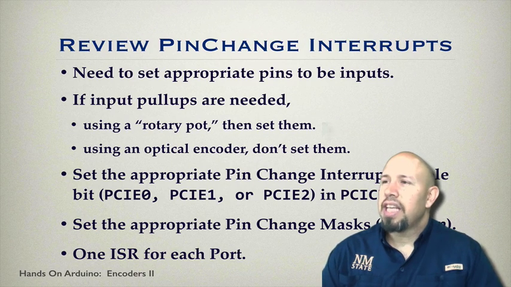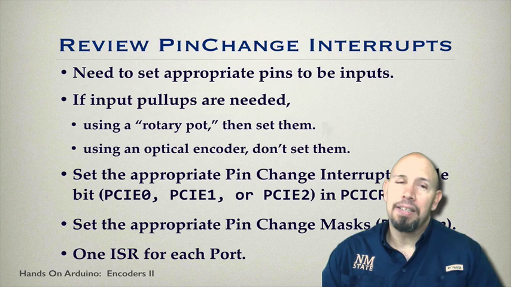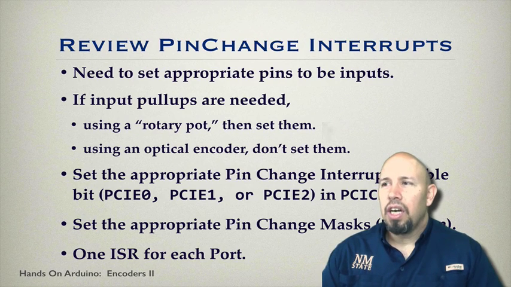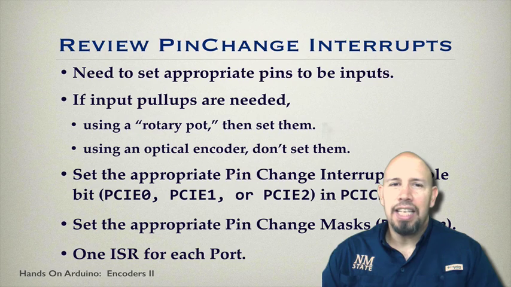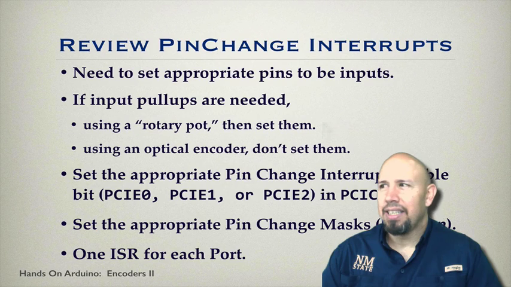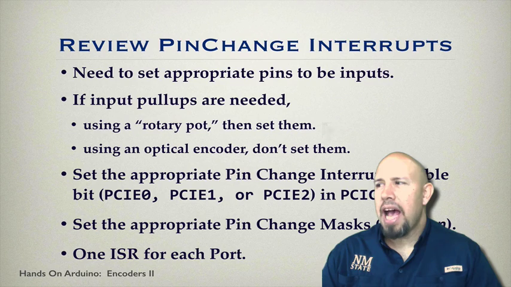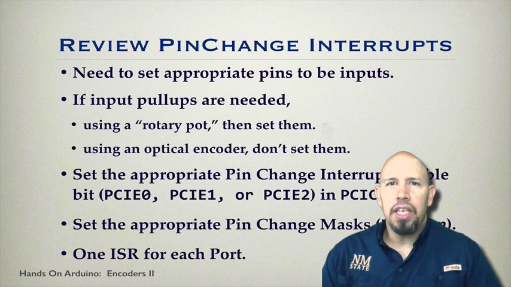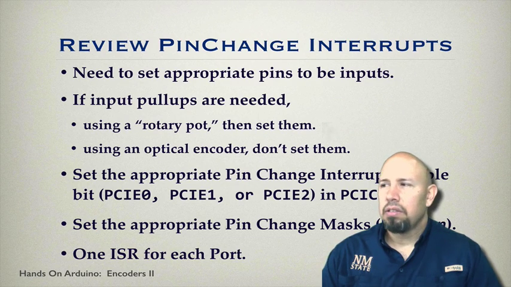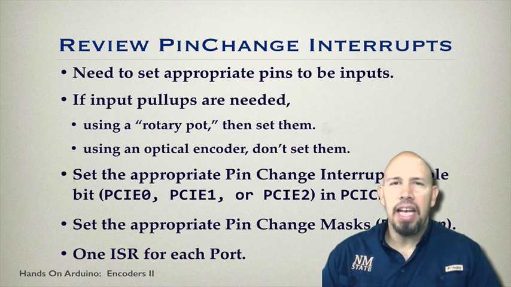Next, you need to make sure to set up the appropriate pin change interrupt enable bit. That would be either PCIE0, 1, or 2, depending on whether it's port B, C, or D. There's only one bit per port, and they're in the register PCICR. Next, you need to set the appropriate pin change mask. For each of the interrupts, there is a pin that enables that interrupt, and that is set in the PCMSKn register, where n is either 0, 1, or 2.